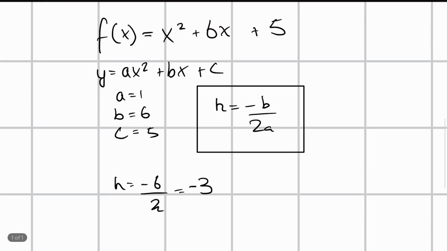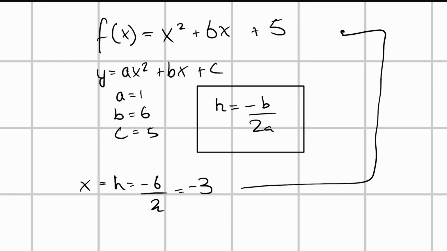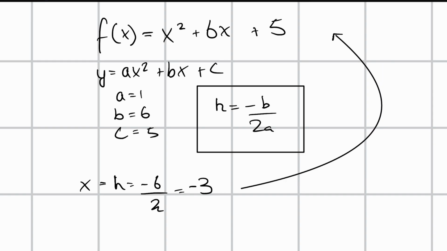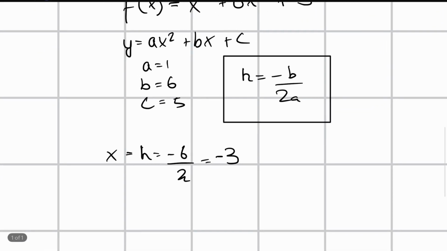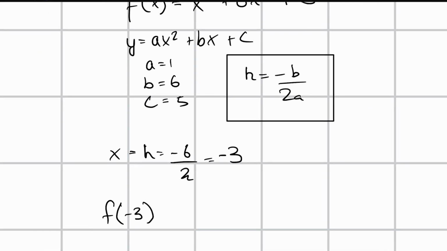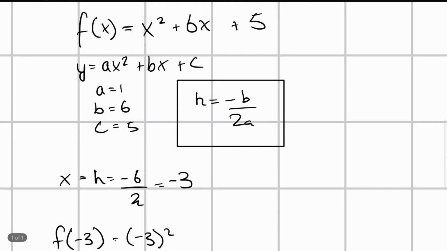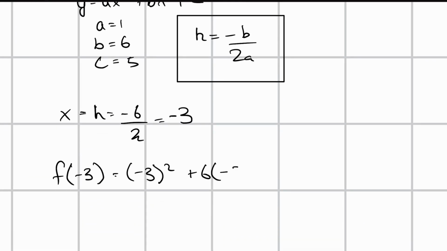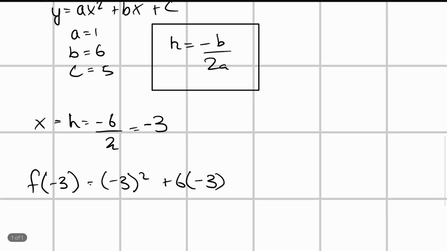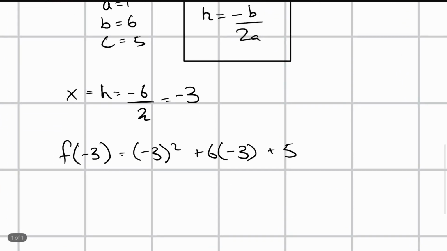Now we can plug in this minus 3, which is h, which is also the same as saying x, right? If you know your vertex, h is x and k is y. So now we can plug this value back into the function. So we're going to take our minus 3 and plug it in. So f of minus 3 would equal minus 3 squared plus 6 times minus 3 plus 5. And this will give us our k value at the h.